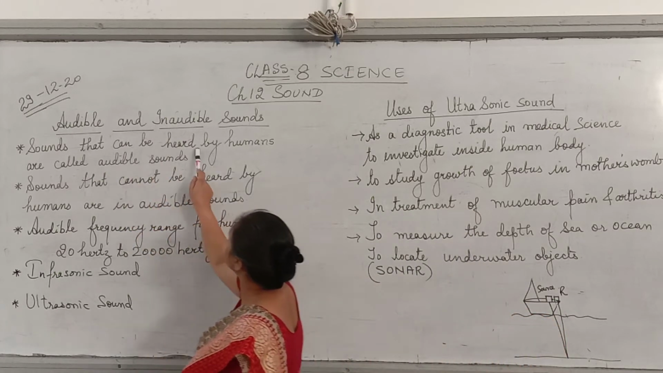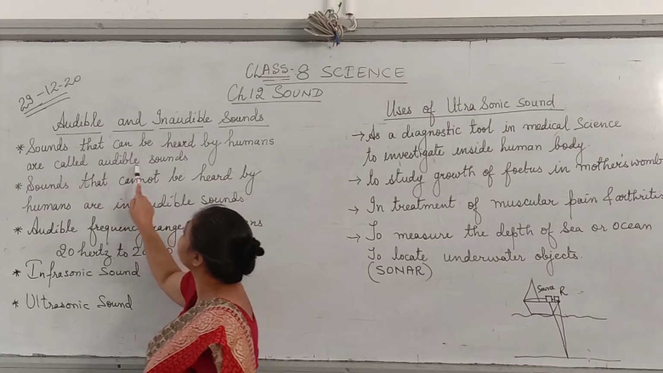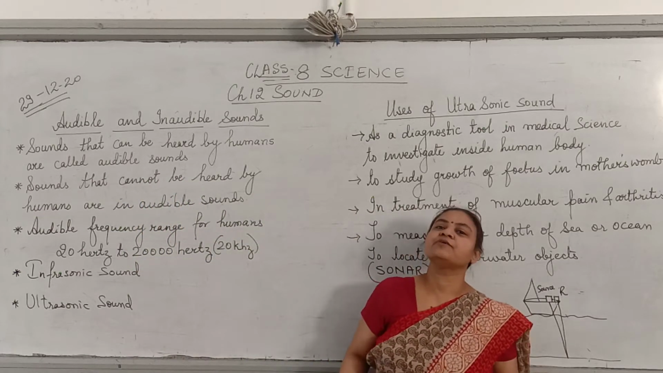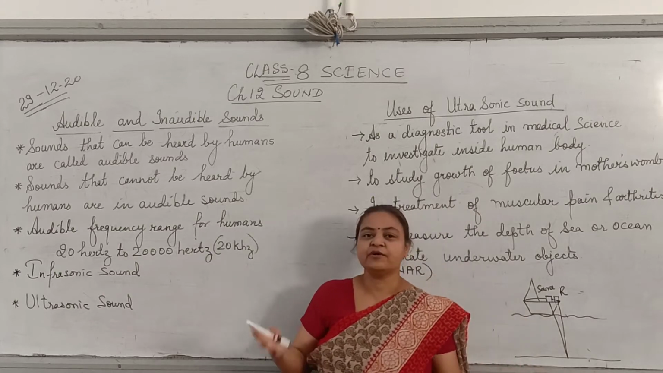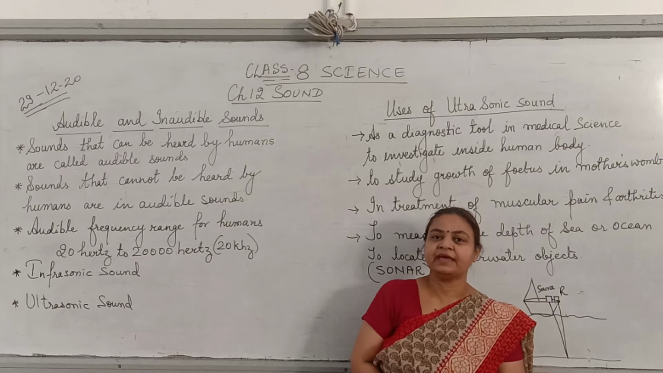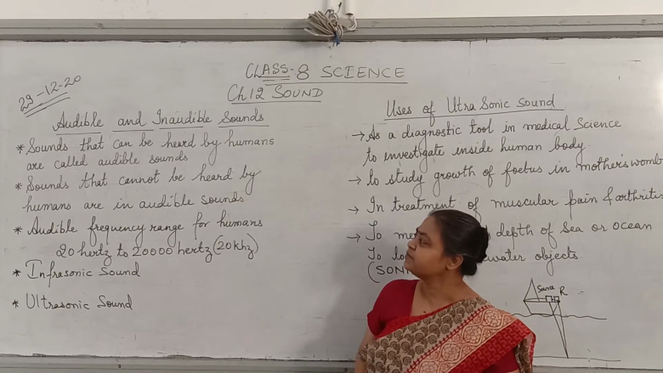Sounds that can be heard by humans are called audible sounds. Those sounds which we can hear are called audible sounds. They are audible to us. We can hear, we can identify those sounds. Right? So those are audible sounds.